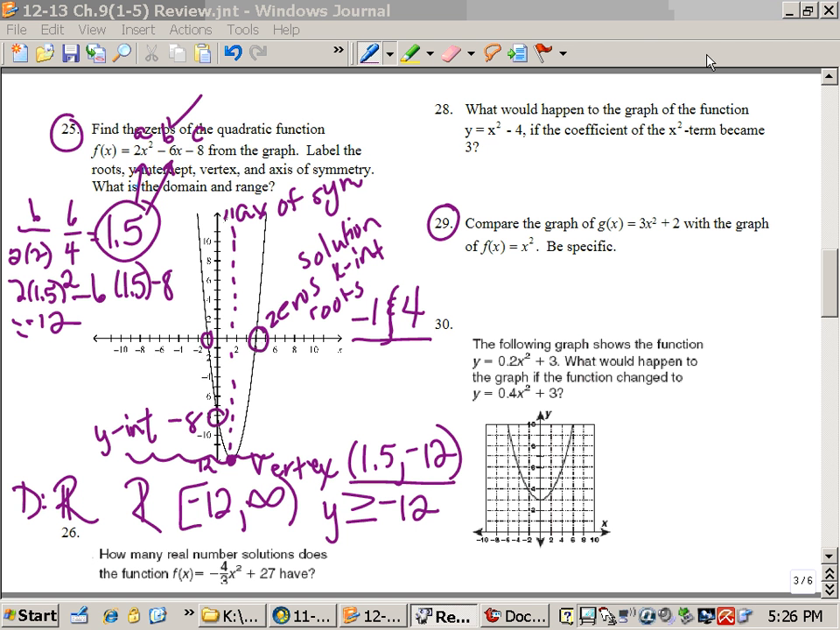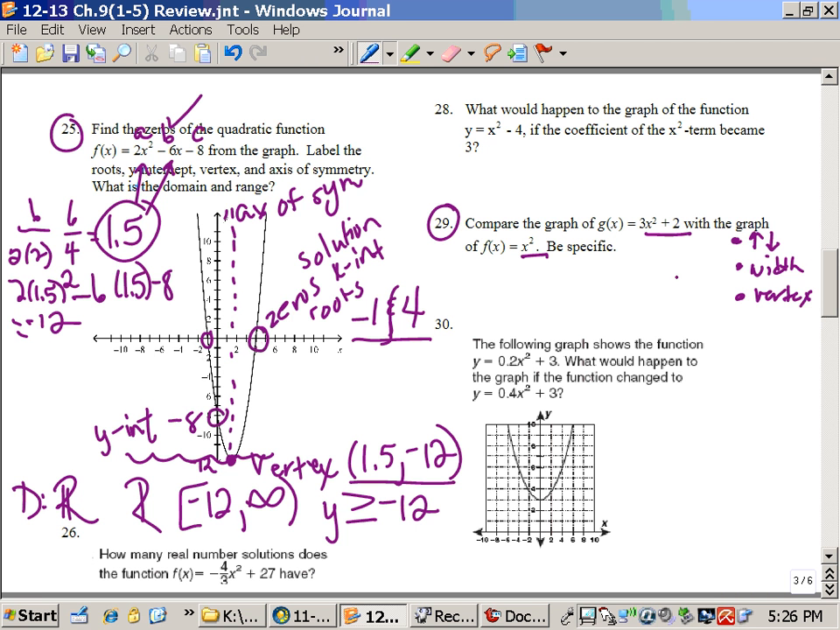Next, I'm going to look at number 29. I've got to compare 3x squared plus 2 to x squared. What I need you to do is talk about 3 things. You need to make sure you can bullet 3 different things. You need to talk about if it goes up or down. You need to talk about the width of the parabola, using the words more steep, less steep, more narrow. And then you need to talk about the vertex. So let's talk about 3 things.